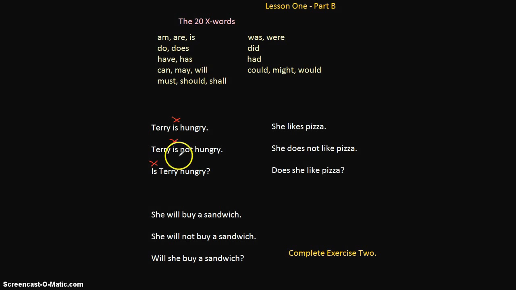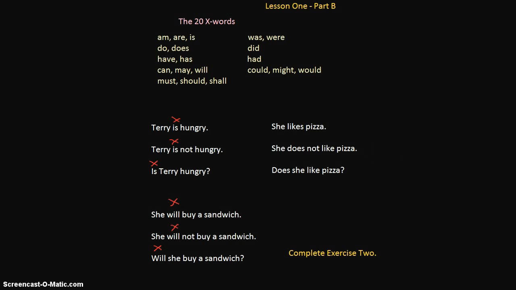In our first sentence, we found these two X word places. Our second sentence, she will buy a sandwich. Let's mark our X words. So here's one X word place, will. She will buy a sandwich. We see that to make negative, we're using the same X word place. She will not buy a sandwich. And to change to a yes or no question, we move the X word to the front. And we ask, will she buy a sandwich?